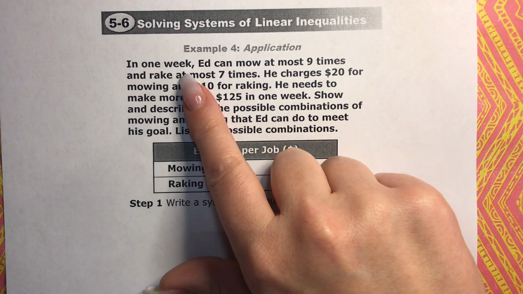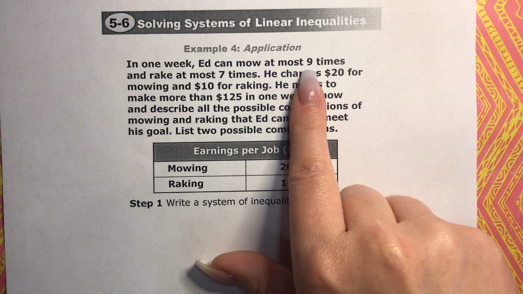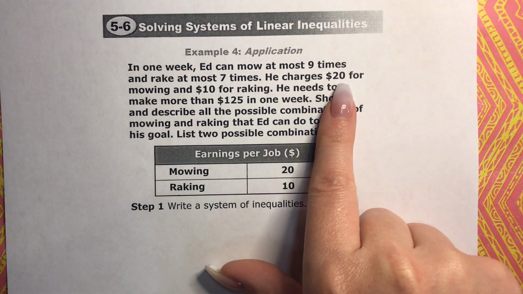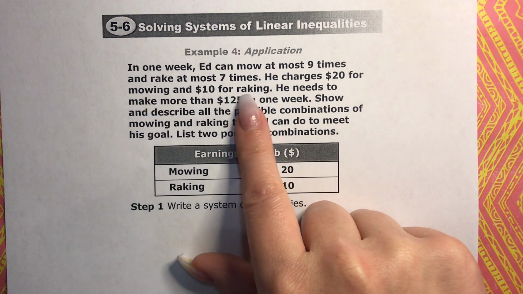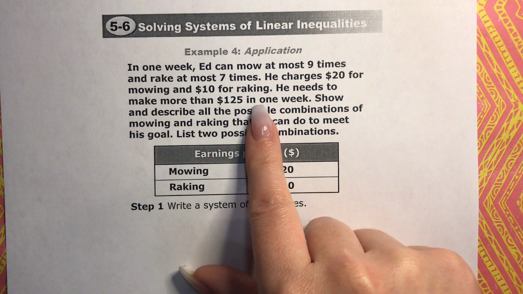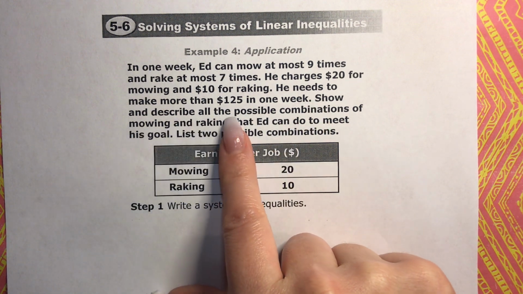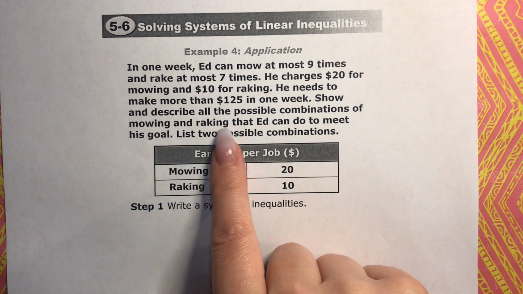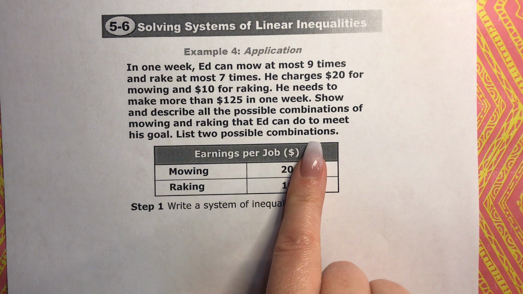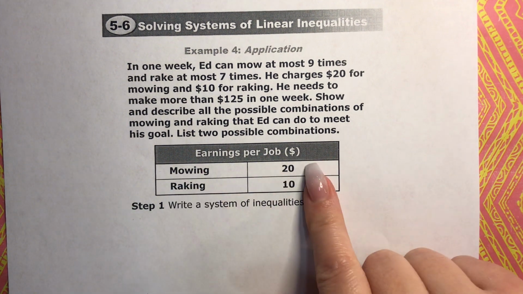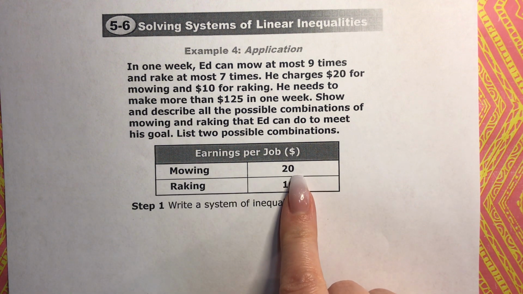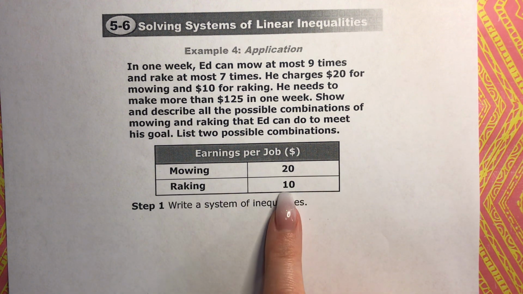So what it says is, in 1 week, Ed can mow at most 9 times and rake at most 7 times. He charges $20 for mowing and $10 for raking. He needs to make more than $125 in 1 week. Show and describe all the possible combinations of mowing and raking that Ed can do to meet his goal, and then list 2 possible combinations. And this is just a table that describes his earnings per job. So per mowing job, he gets $20, and per raking job, he gets $10.